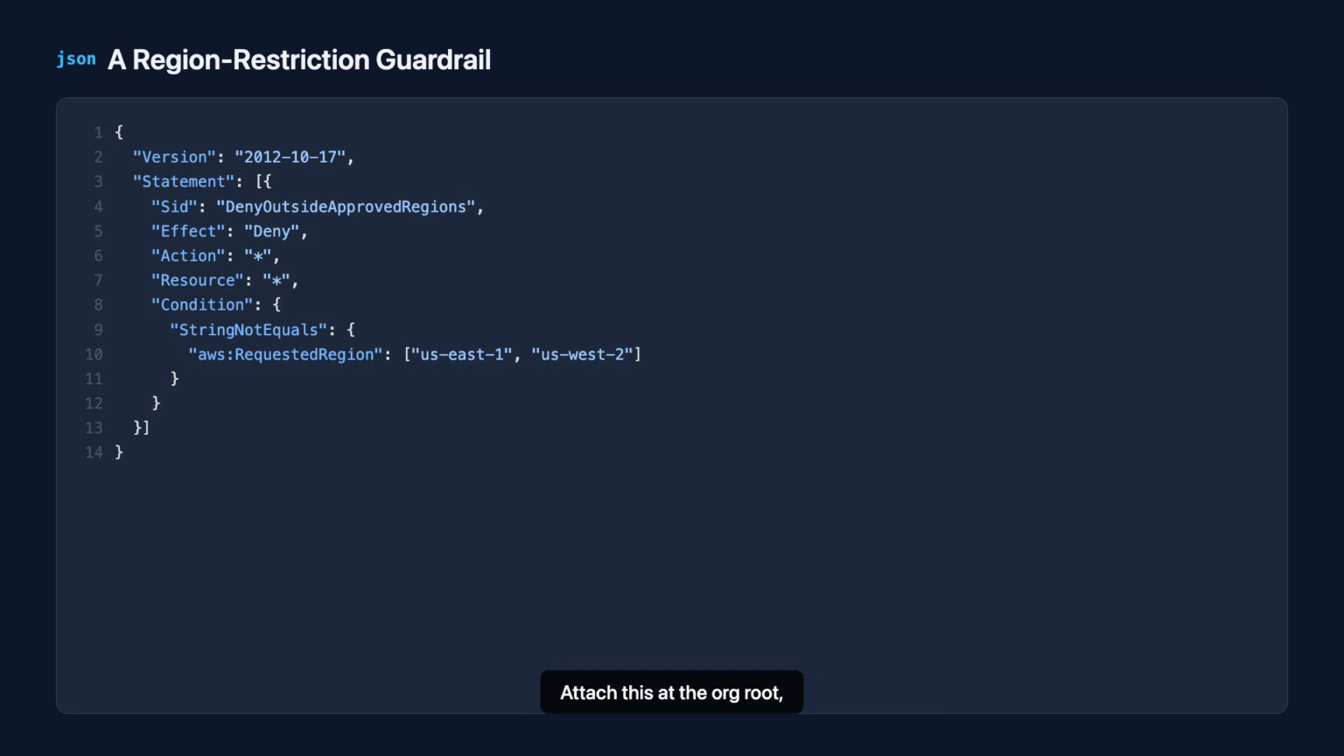Attach this at the org root, and every account in the organization is now physically incapable of launching anything outside those two regions. Even a root user in a member account who tries to spin up an instance in another region gets access denied. Notice the SID, Deny Outside Approved Regions. That's the descriptive name that shows up in error messages so you can find which guardrail blocked you.